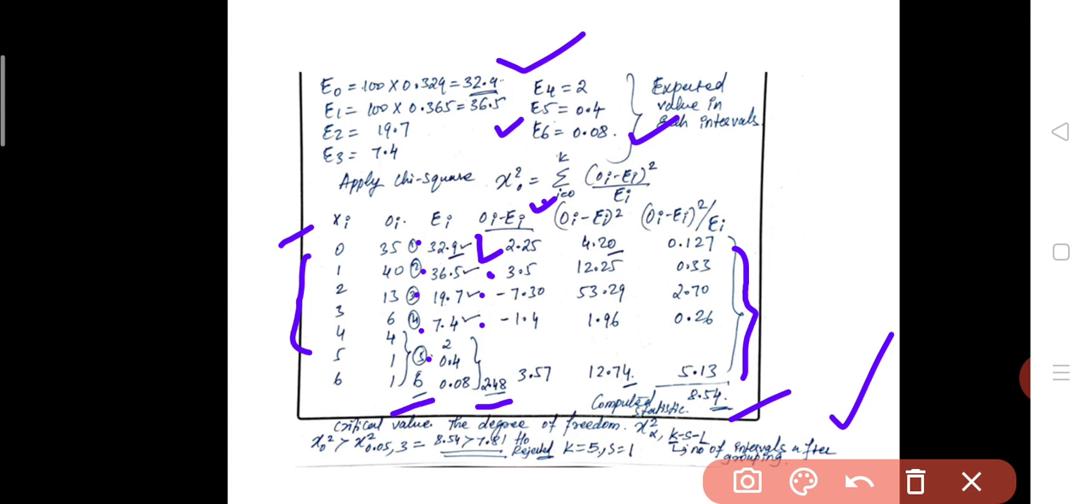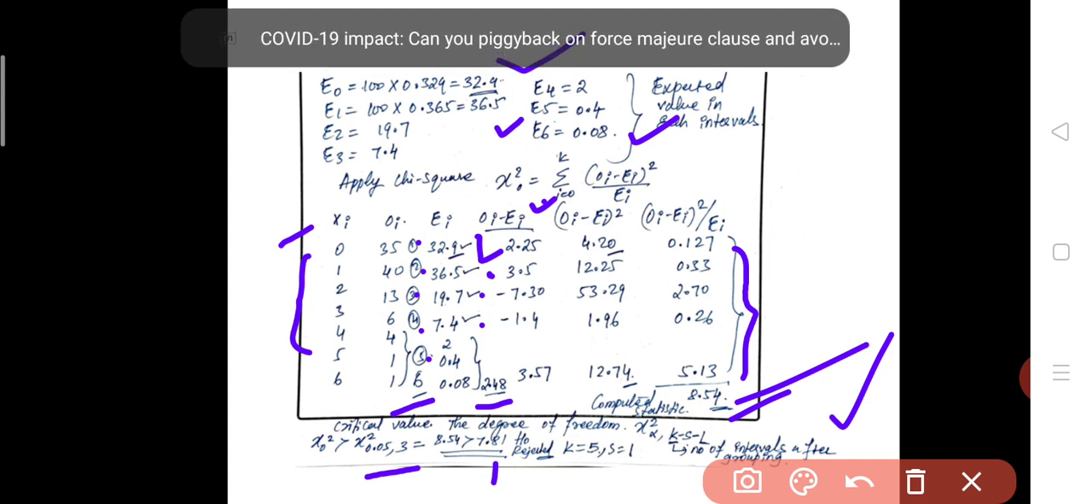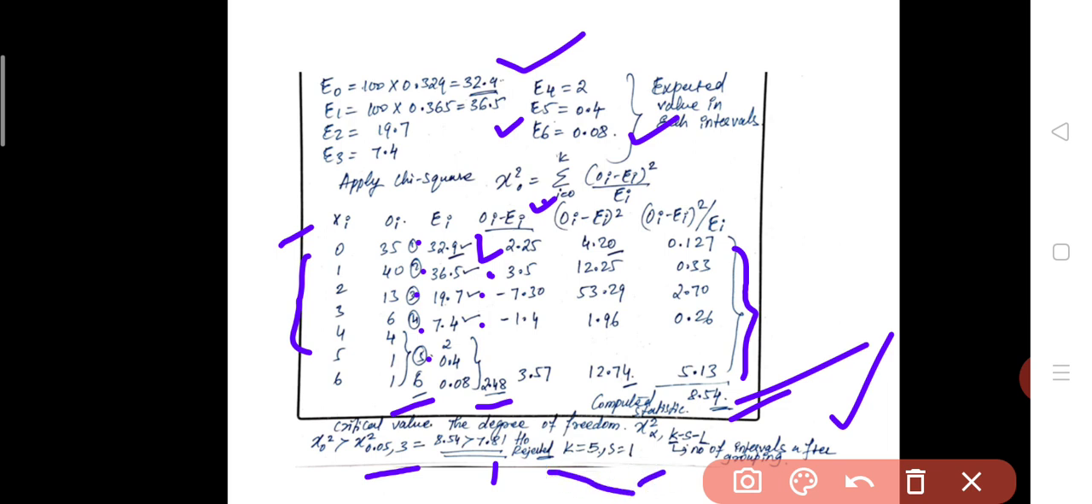And s is the number of parameters. For the Poisson distribution, only one parameter is estimated, that is alpha cap. Therefore the s value is 1. So k minus s minus 1 equals 3. We obtain the critical value from the table for chi square 0.05 comma 3. How much do we get? That is 7.81. So 7.81 is compared with our calculated value, 8.54. The 8.54 is greater than 7.81. Therefore the null hypothesis is rejected, right?